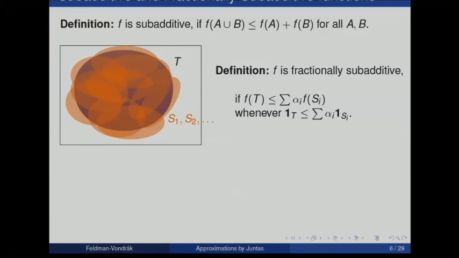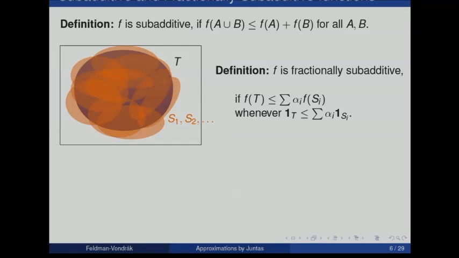A function is subadditive if the value of a union of two sets cannot be more than the sum of the two values. It's very simple. And then there's a fractional version of this condition, which is that if you can cover a certain set T fractionally by sets Si with certain multipliers alpha I in this fashion, then the value of T is bounded by the corresponding linear combination of the values of Si. So this is called fractionally subadditive.